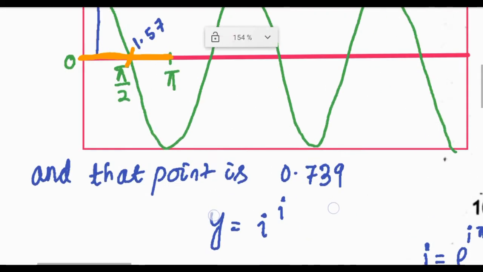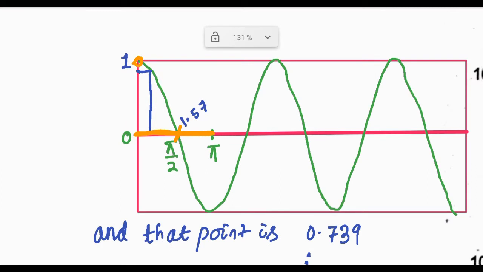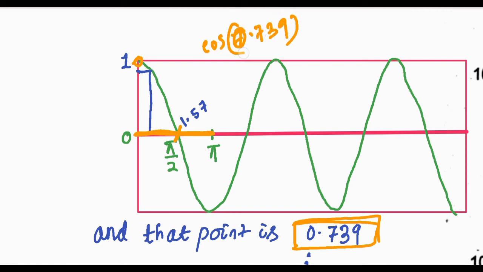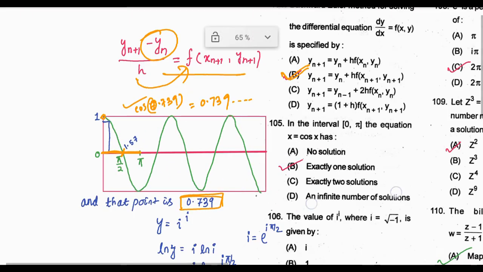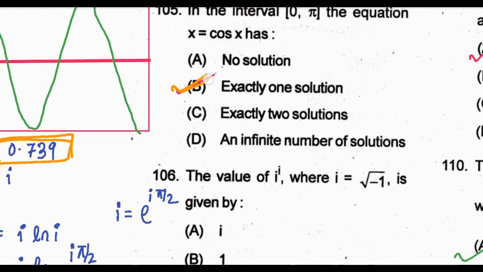I have actually calculated this one by iteration method, and this is coming to be 0.739. You can check this with your scientific calculator: first put your calculator in radian mode, then find cos of 0.739, and its value will be 0.739 something. So this is the value for which x is equal to cos x. So there is exactly one solution. Option B here is the correct answer.